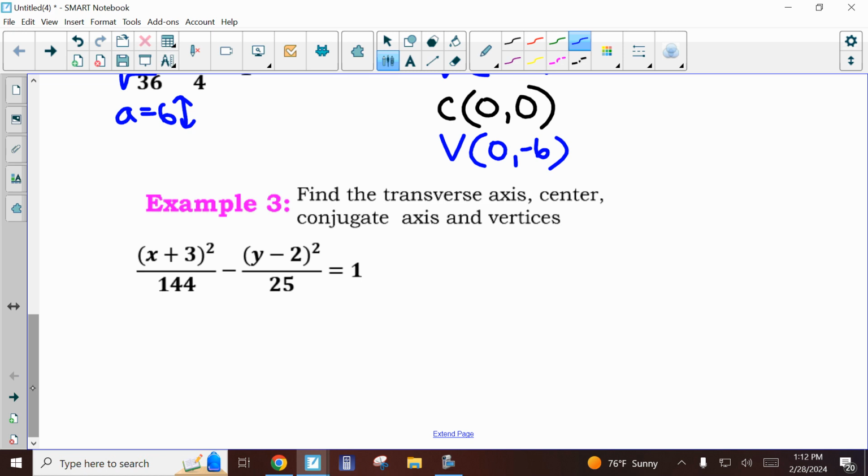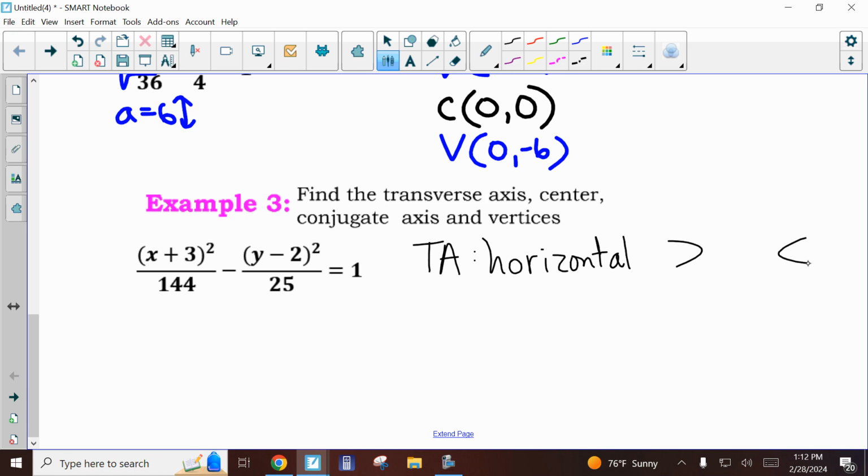Okay, next example. Are you guys okay with me abbreviating, because I don't like writing the words transverse axis so many times? Can we just start calling it TA? So which direction is the axis this time? Okay, so horizontal.